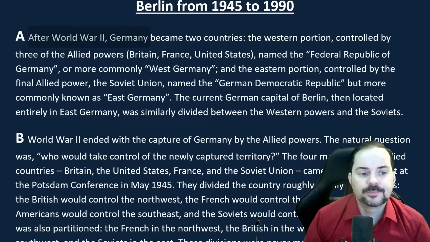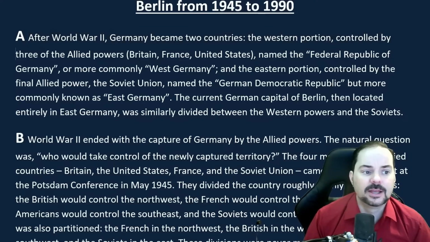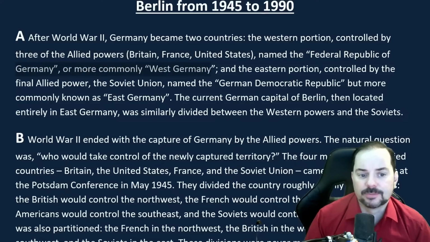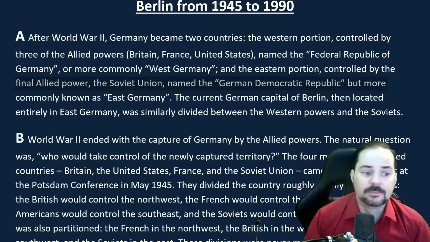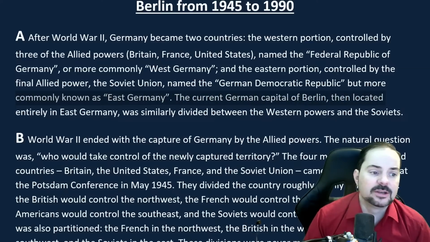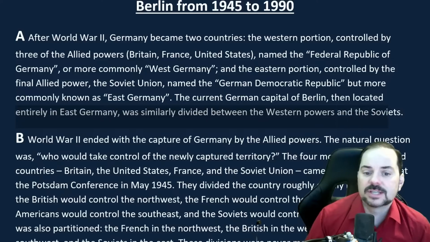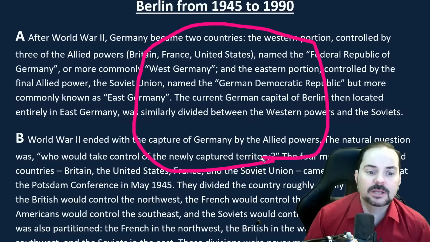After World War II, Germany became two countries. The western portion, controlled by three of the Allied powers, Britain, France, United States, named the Federal Republic of Germany, or more commonly, West Germany. And the eastern portion, controlled by the final Allied power, the Soviet Union, named the German Democratic Republic, but more commonly known as East Germany. The current German capital of Berlin, then located entirely in East Germany, was similarly divided between the Western powers and the Soviets.